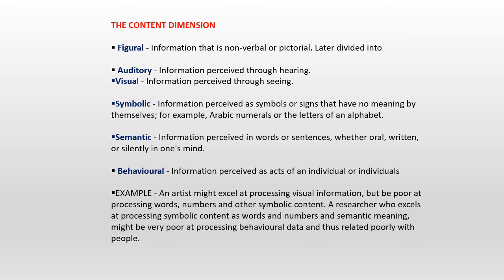Look at it. An artist might excel at processing visual information but be poor at processing words, numbers, and other symbolic content. A researcher who excels at processing symbolic content such as words and numbers and semantic meaning might be very poor at processing behavioral data and thus relate poorly with people. So what is this example saying is that many people might have different processors in their brain. A person who is an artist might excel at processing visual information. That is why he or she is an artist. But he or she might be poor in processing words, numbers, and other symbolic content. Try to understand the example.